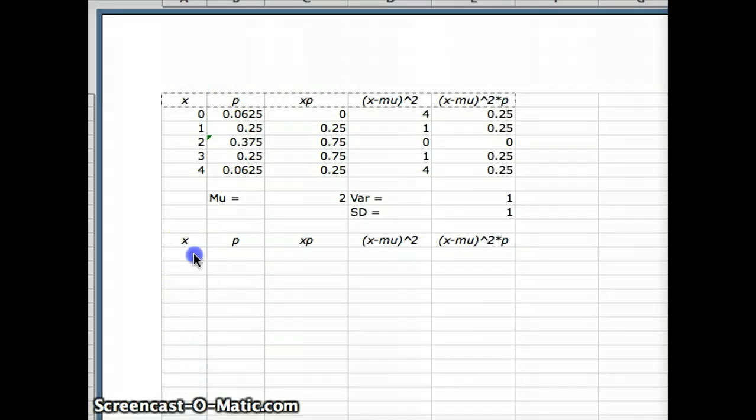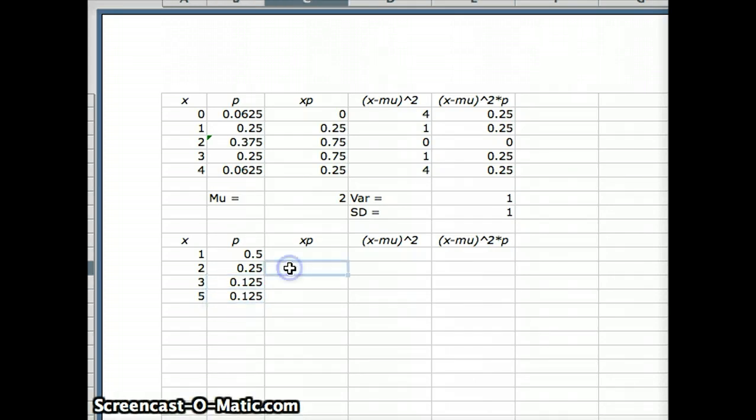So my numerical outcomes are 1, 2, 3, and 5. The probabilities: 1 showed up a half, 0.5. 2 was a quarter, 0.25. 3 and 5 were an eighth, so it'll be 0.125, 0.125. And to get x times p, we're going to multiply those together. Equals x times p.